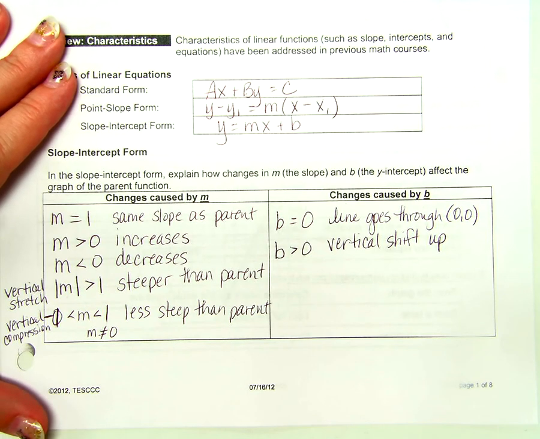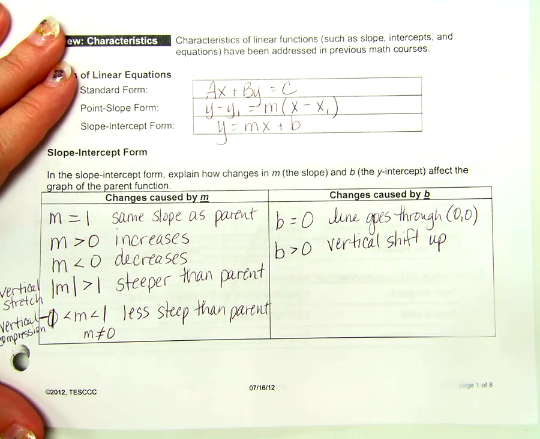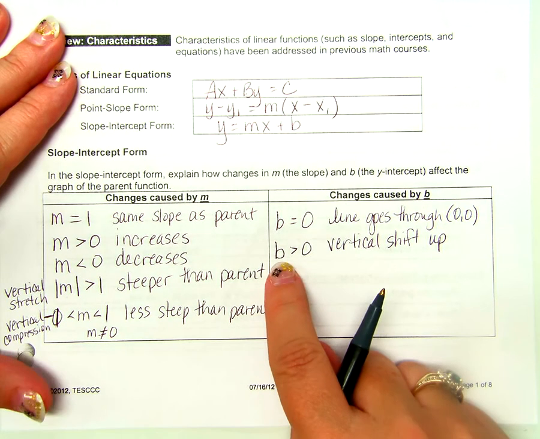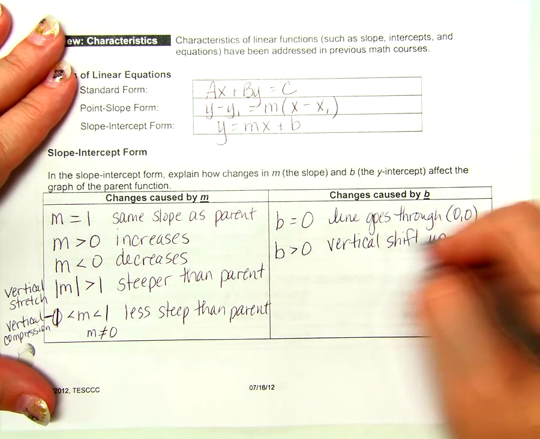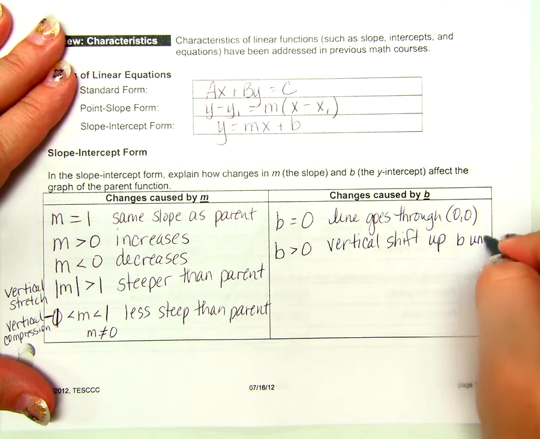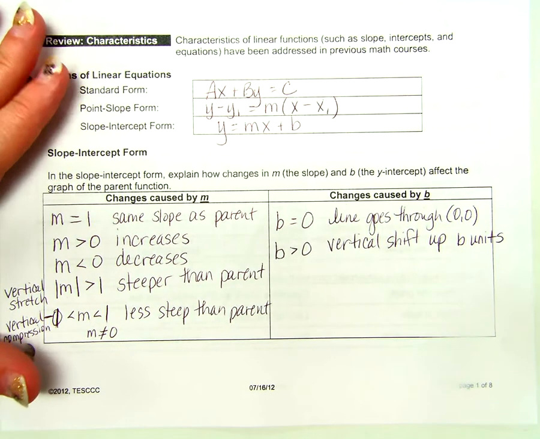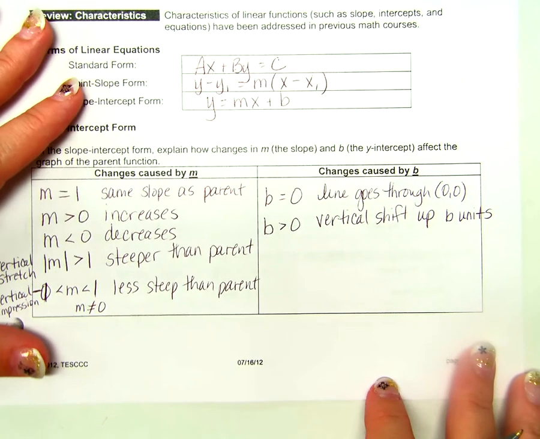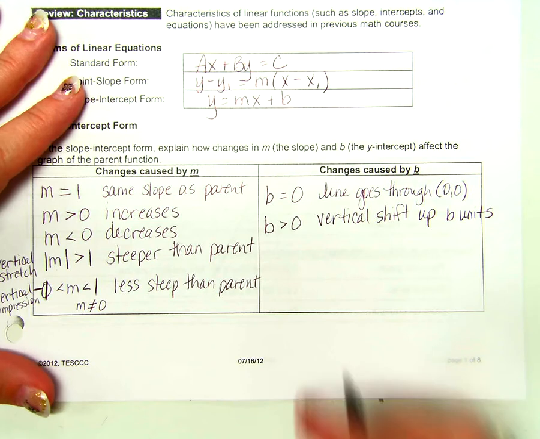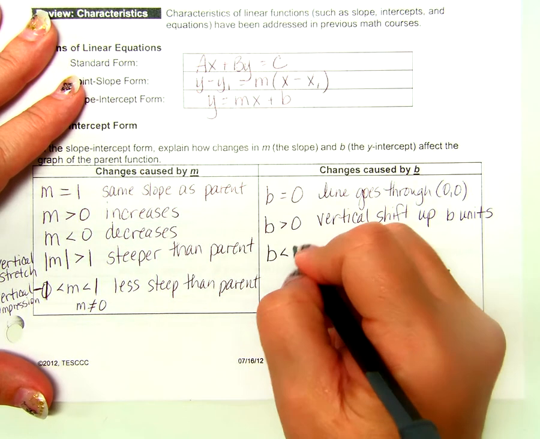You do know. We gave it a name. What did we call it? We called it B, didn't we? So it goes up B units. Okay? So what happens if b is less than 0?